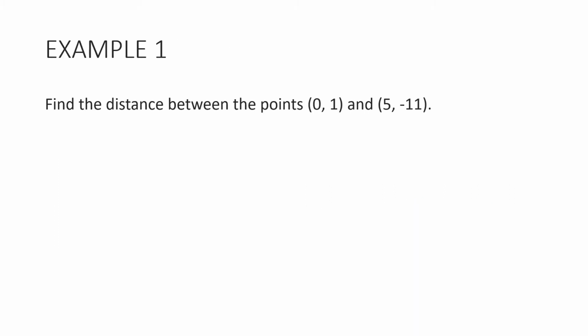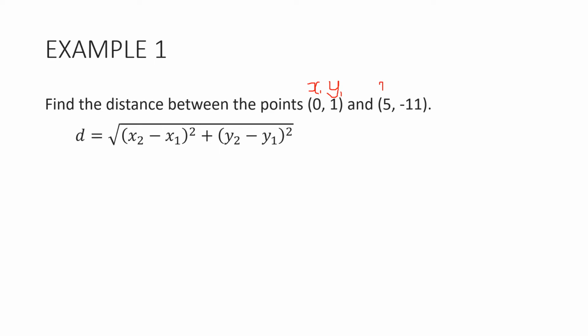Here's an example. Find the distance between the points 0, 1 and 5, -11. So let's begin with the formula. And just like I did in the first video, I'm going to start by writing the x1, y1 above this point and x2, y2 above this point. You won't need to do this very long before you get the hang of it. Now remember, doesn't matter which point we label as point 1 and which one we label as point 2, as long as we're consistent.